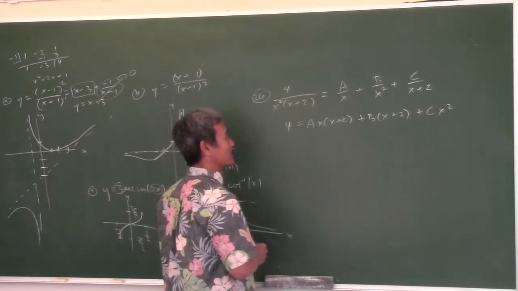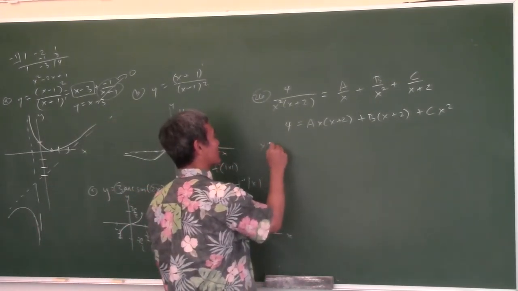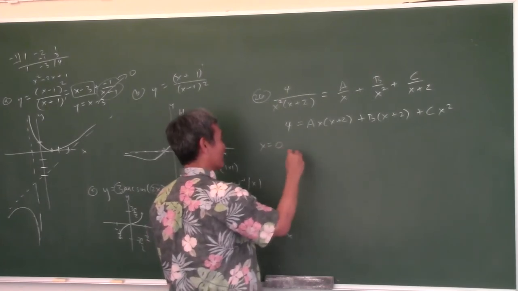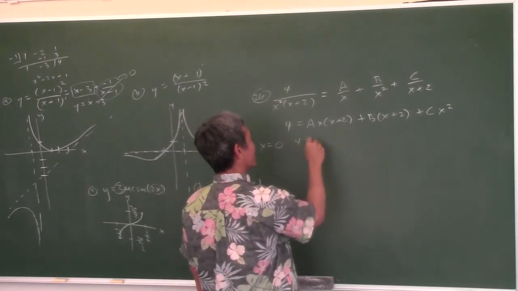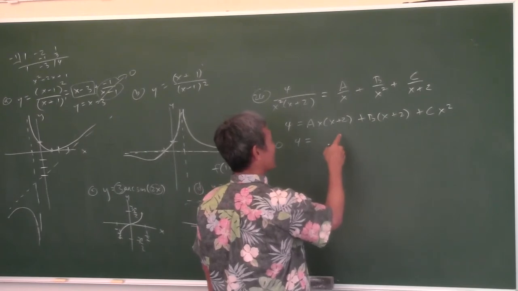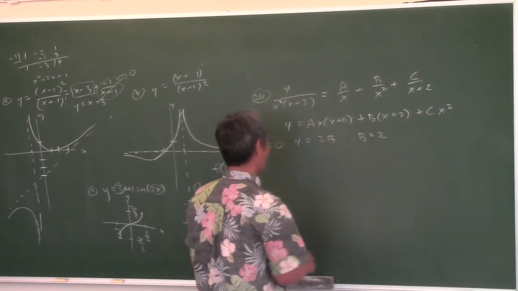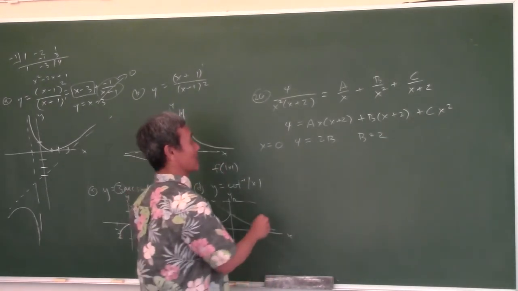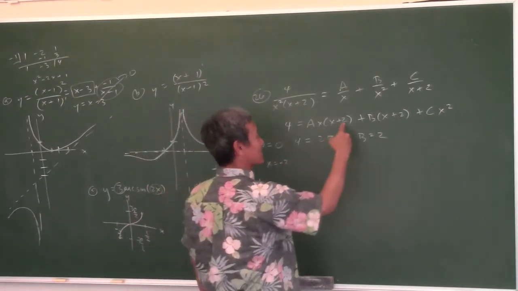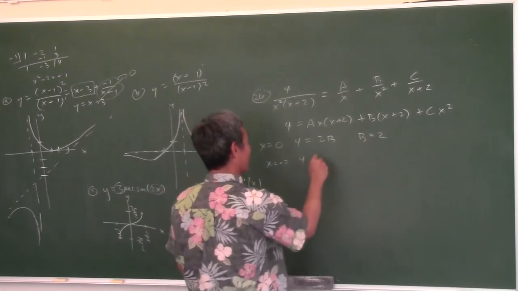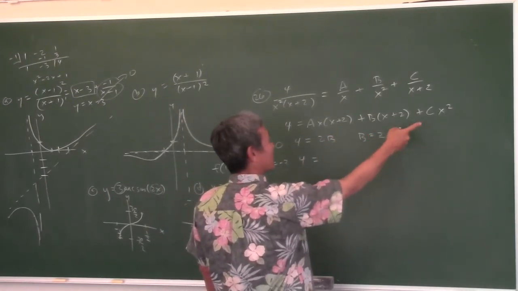Heaviside method means I'm going to plug in numbers for x. What's a good number to plug in for x? 0. So if I plug in 0 for x, 4 equals 0 plus 2b plus 0. We just figured out b is 2. What's another good number to plug in for x? How about negative 2? Because it makes this and this factor 0. So you get 4 equals 0 plus 0 plus 4c.